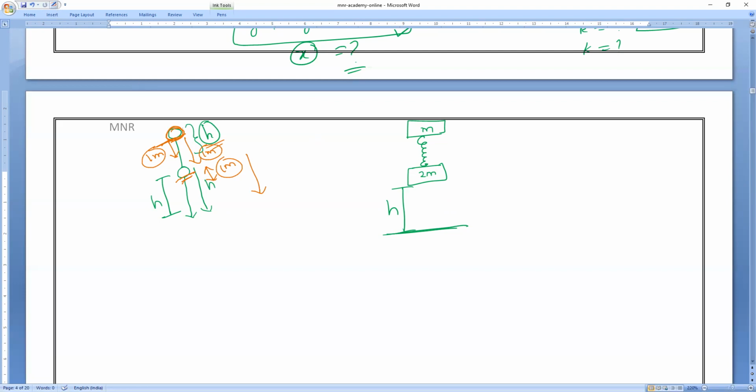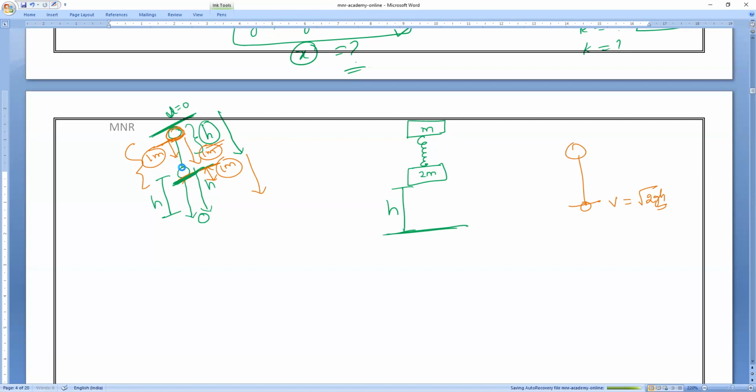Now my question to you is, what is the velocity of this body initially? Initially, 0. But when the second body comes to this point, what is the velocity? Is it 0 or something else? Imagine this is like a free fall. If the body falls through a certain height, what is the velocity? We just solved it: root over 2gh.